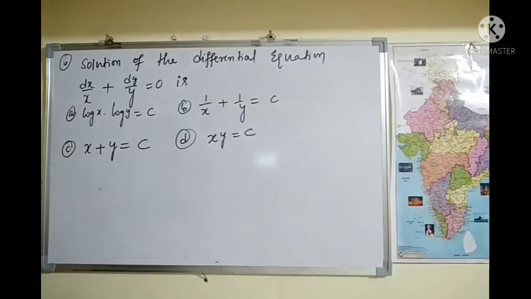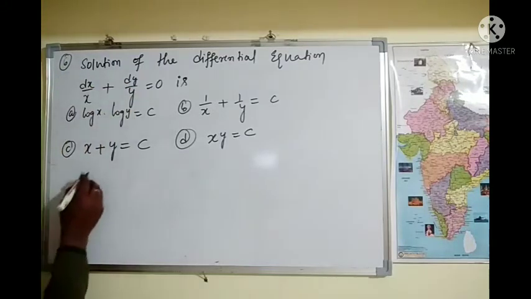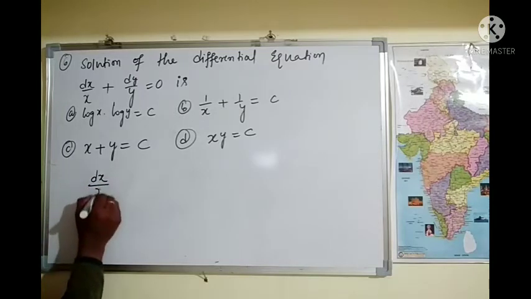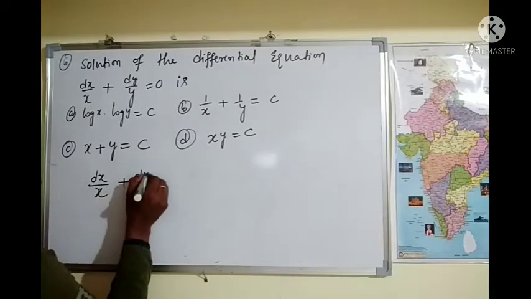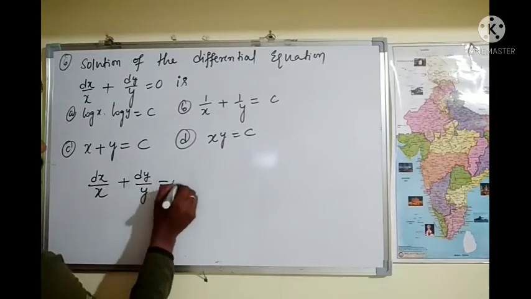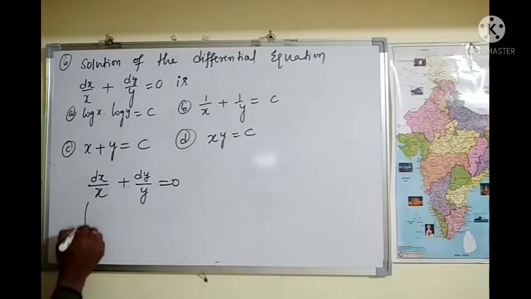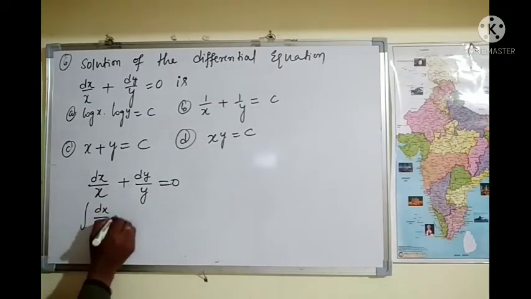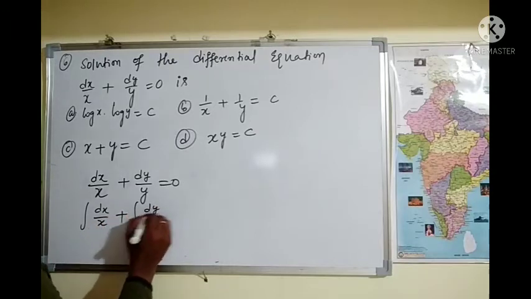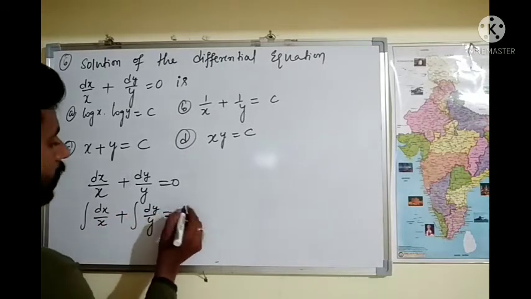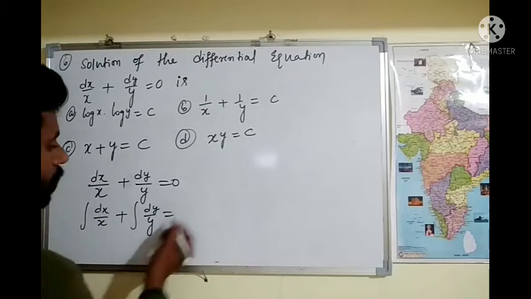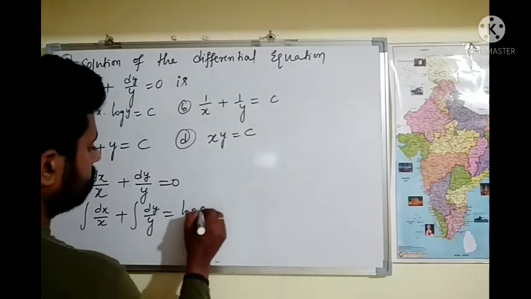So the solution of the differential equation dx by x plus dy by y is equals to 0. This is variable separable form. Now apply integral on both sides: integral of dx by x plus integral of dy by y is equals to the integral of a constant term. The integral of a constant term we directly consider as c.